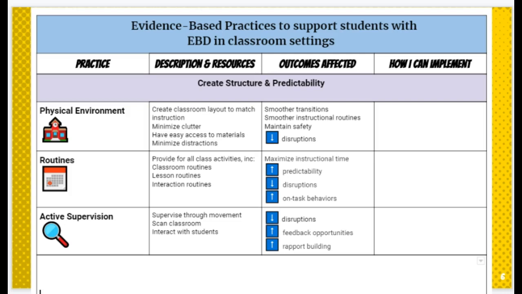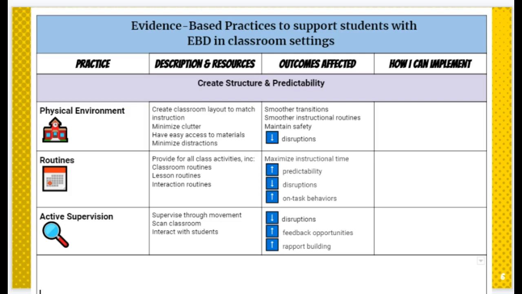Active supervision in a nutshell is looking at the adults in the classroom supervising student learning by moving around the classroom, scanning what's happening, and interacting with students in a positive and proactive way about their engagement in the learning and in their interactions with peers. So the focus is on positive and lots of movement to monitor student work.